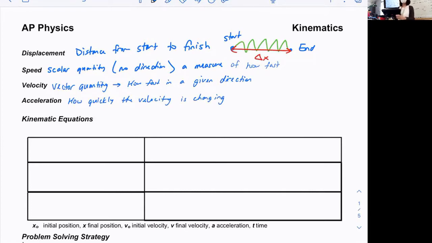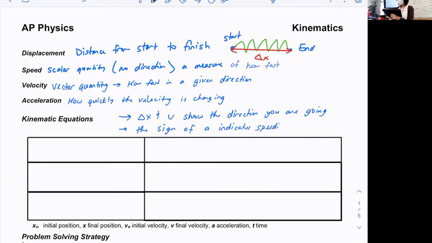Something to note is that displacement and velocity show which way you're going. So delta x and v show the direction you're going. The sign of acceleration indicates if you're going to speed up or slow down. If you're speeding up, what are the requirements for velocity and acceleration? They have to have the same sign. If you're slowing down, it's going to be opposite signs.